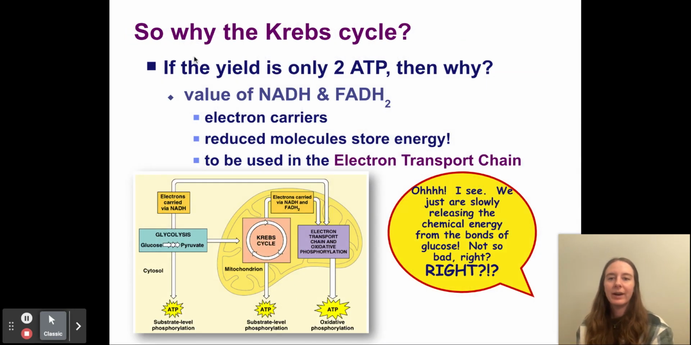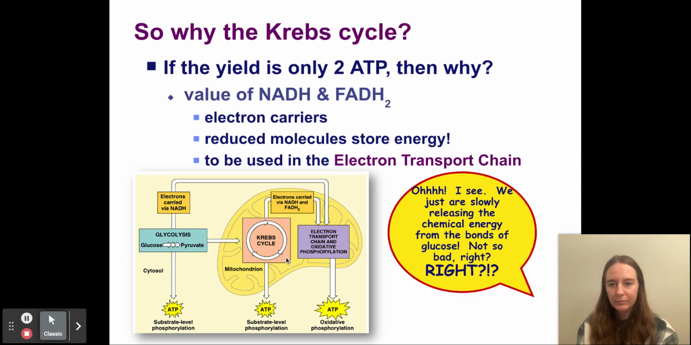So again, why the Krebs cycle? If we only make 2 ATP from the Krebs cycle, and we only made 2 ATP from glycolysis, what's the point? Well, remember, those NADHs and FADH2s are so valuable. They're electron carriers. They're reduced molecules. They've gained electrons, which store energy. And eventually they're going to be used in the electron transport chain. So we're slowly releasing chemical energy from the bonds of glucose. It's not just one quick release of energy. Through many, many steps, we are slowly releasing this energy and building up as much energy as we can.